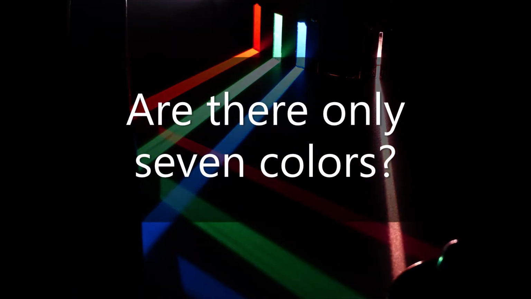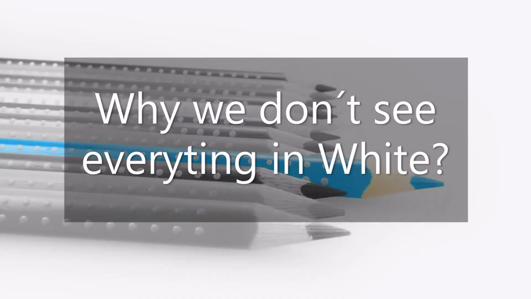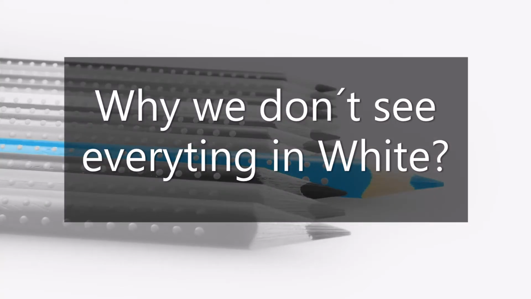My name is Nicole. This topic I find interesting because it's amazing how we can perceive the color. Also, this one is related with the temperature, either with the color of our body and the color of the sky. Are there only 7 colors? Why we don't see everything in white?